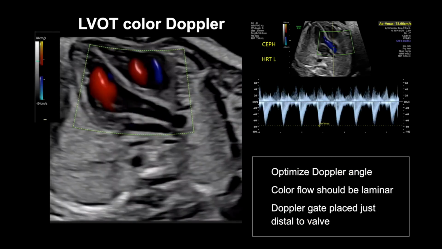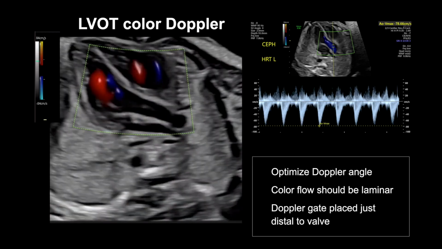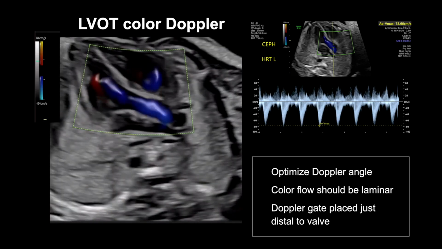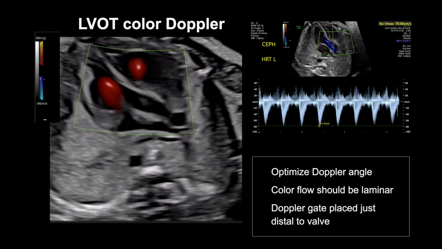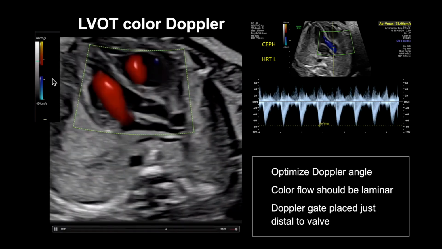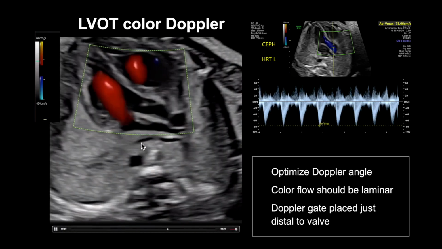Next, we want to look at color flow. So you see there's a pattern here. I'm looking at 2D first, then I'm putting on color, and then I'm putting on my pulse wave. So color flow, optimize your Doppler angle. The color flow should be laminar. I like to see it actually cross the valve and make sure that I don't see any sign of regurgitation.